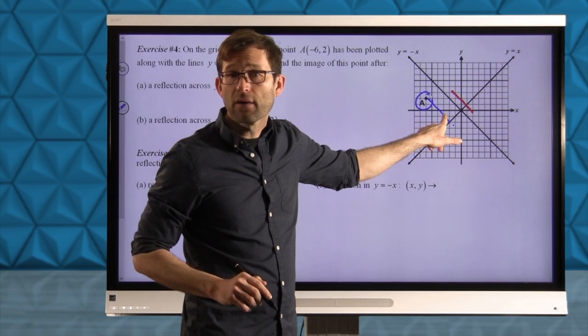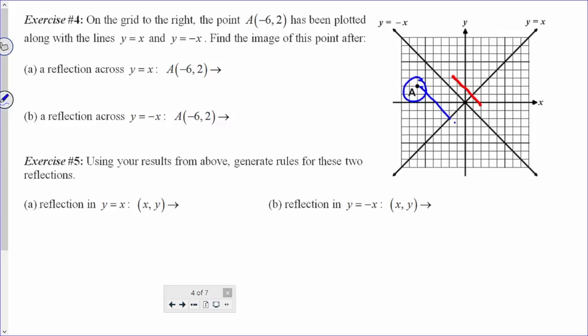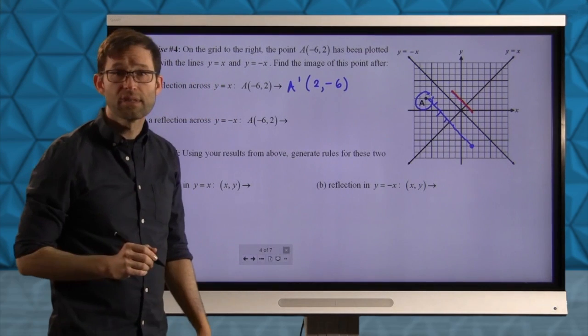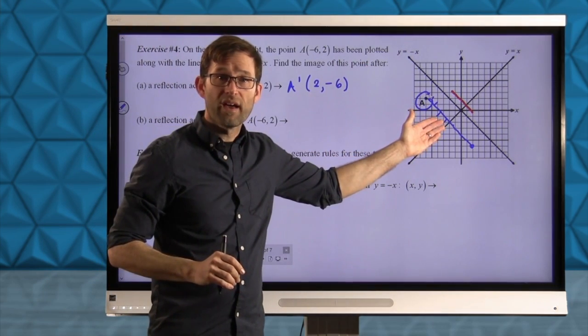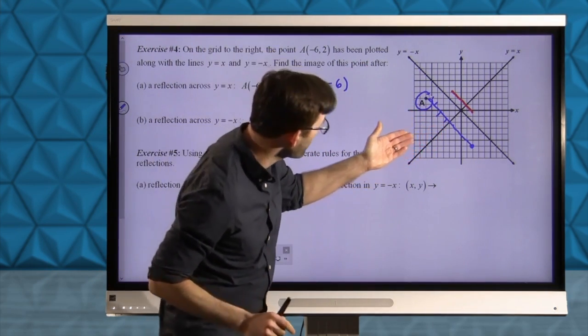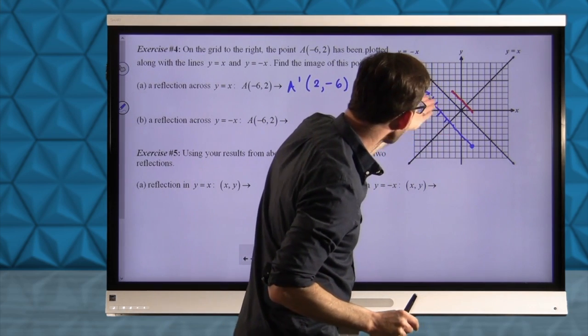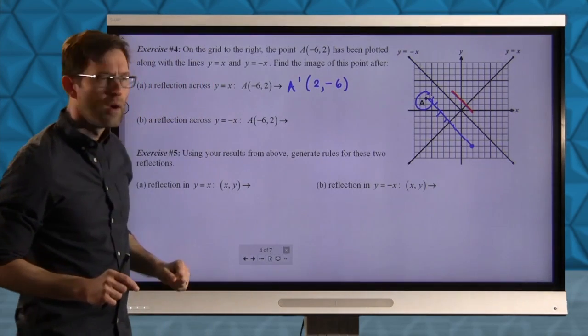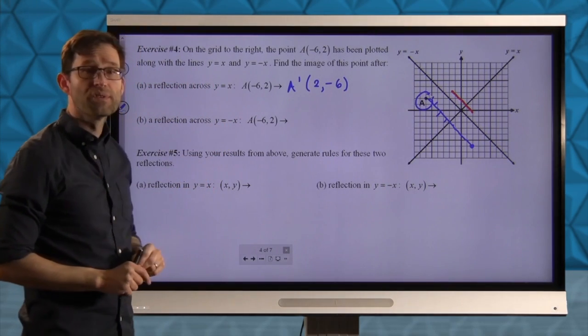The question is, how many diagonals did I go through? Well, I can count them: 1, 2, 3, 4. I went in 4 diagonals, so I'm going to come out 1, 2, 3, 4, and I'm going to be right down here. That's at a point A prime of (2, -6). Simple enough, right? I come in along the diagonal by 4, and I come out by 4. Why don't you do the same with the line y = -x?